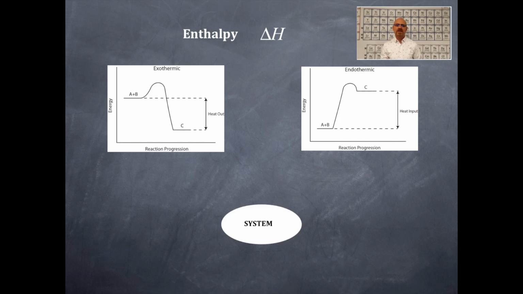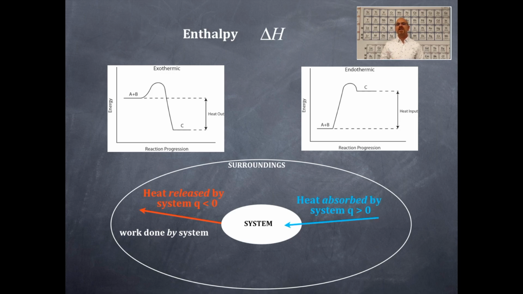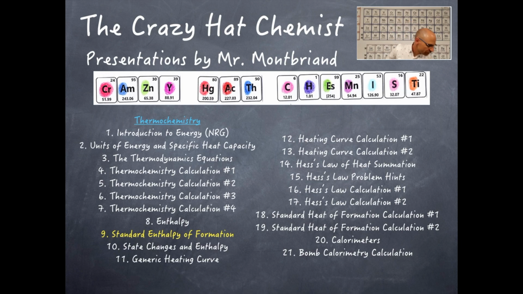Okay? Here is the system. Here is the surroundings. This is dealing with the physics thing. If you've already taken physics, you're probably in good shape with the system and the surroundings. If heat is released by the system, that means that Q is less than 0. Therefore, Q is negative. And then work is done by the system. Okay? If heat is absorbed by the system, that means that Q is greater than 0. And that means that work is done on the system. Okay? All right. That was another video here.